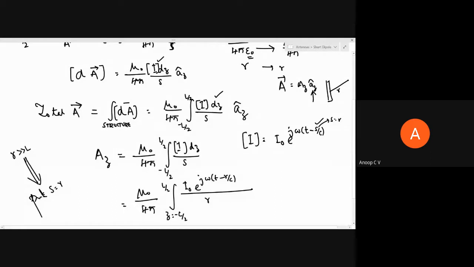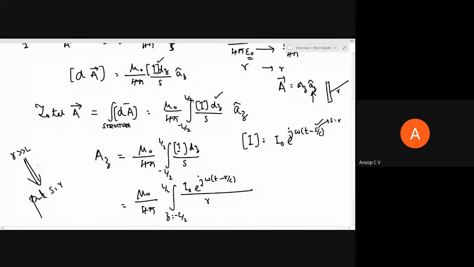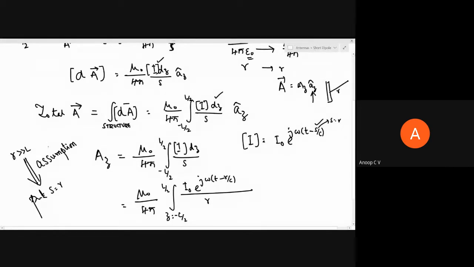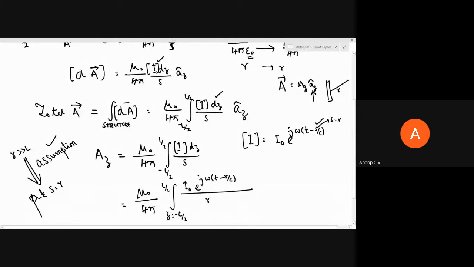This is an assumption. If you miss out on this, there will be confusion. It won't create any issue in our final result, so it's a valid assumption. If R is much greater, we can assume S is equal to R. As we are neglecting the thickness, we are assuming D is much less compared to L and R is much greater than L. This won't make any serious issues in our final result.